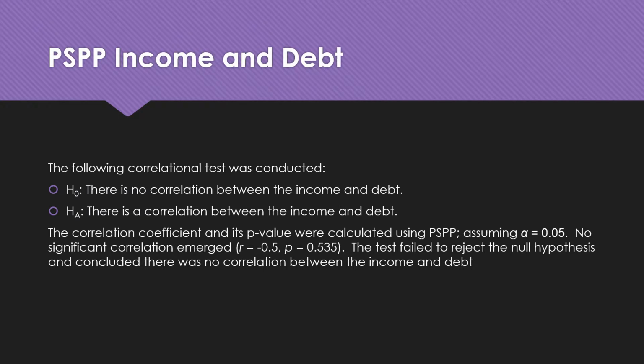PSPP income and debt. The null hypothesis indicates that there is no correlation between income and debt, whilst the alternative hypothesis indicates that there is a correlation between income and debt. The correlation coefficient, as can be seen here, is R equals negative 0.5 with a p-value of 0.535. Since the p-value is greater than alpha, the test failed to reject the null hypothesis and concluded there was no correlation between income and debt.